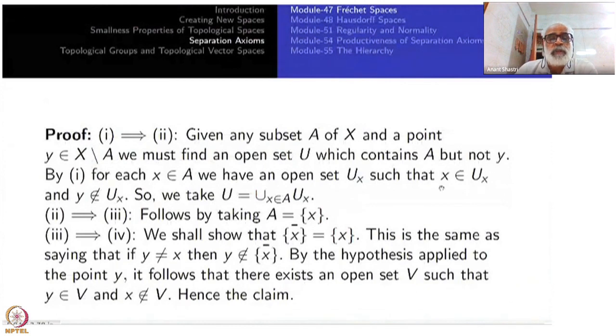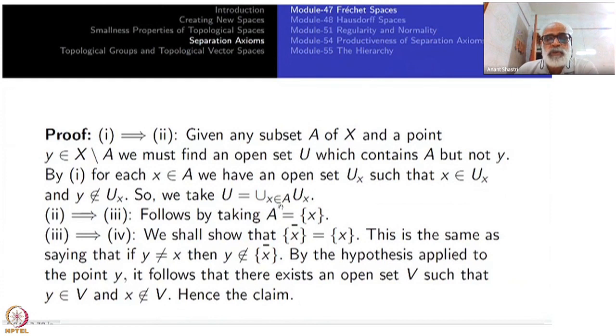Okay. By 1, for each X inside A, we have an open subset UX such that X belongs to UX and Y is not in UX, because it depends upon it. So you vary X's but keep Y as it is.